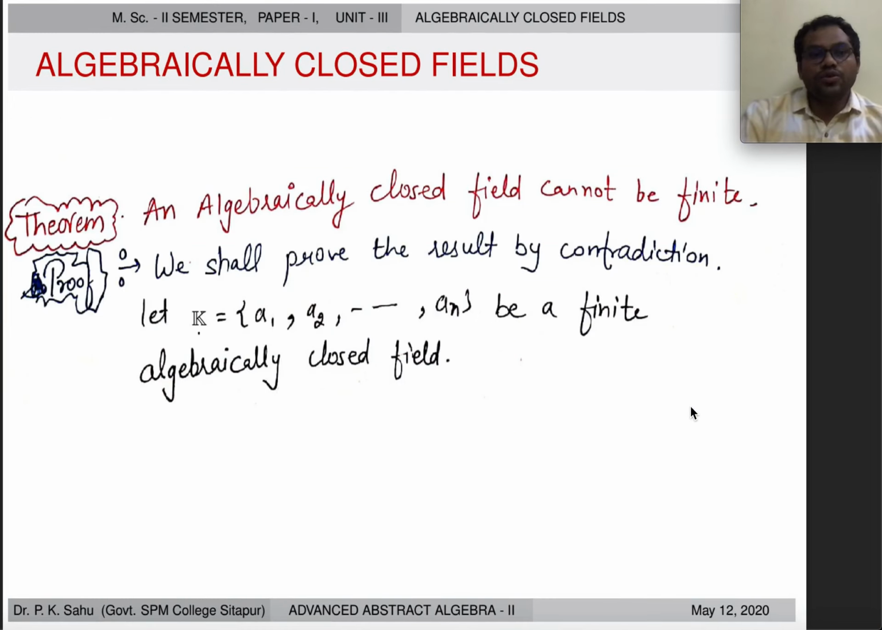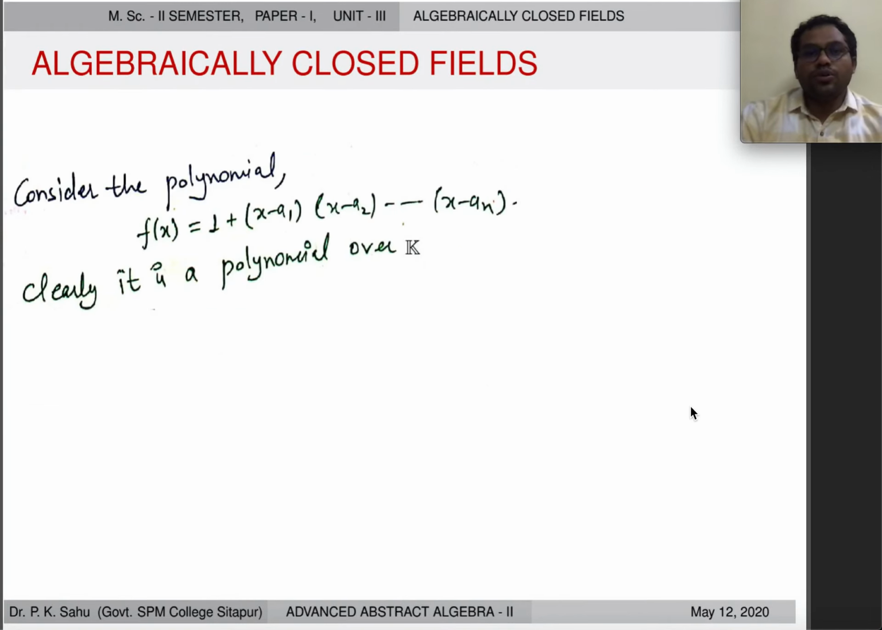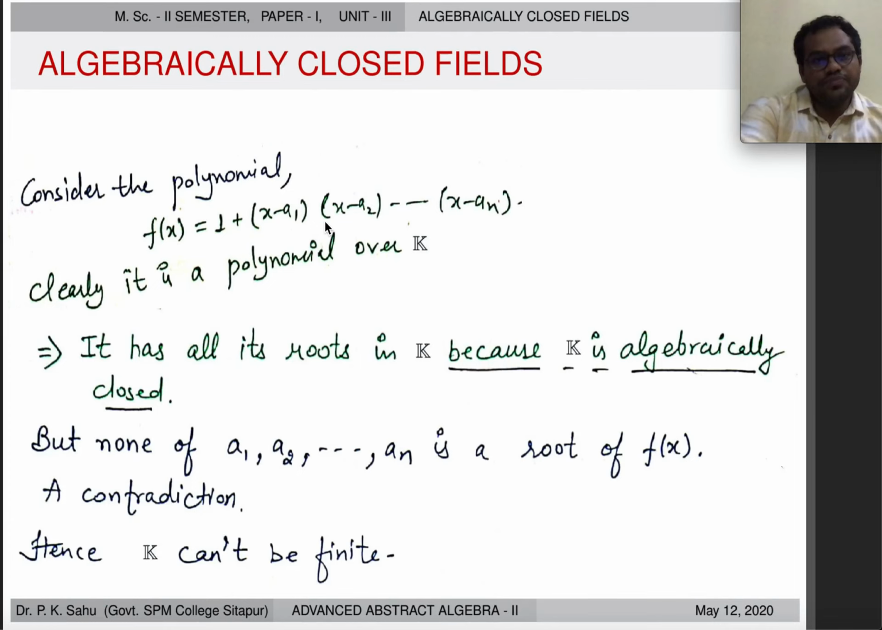Now, there is some theorem. An algebraically closed field can't be finite. We shall prove this result by contradiction. Suppose we have a field K which is a finite algebraically closed field, such that K is equal to {a1, a2, all the way up to an}. Now consider a polynomial f(x) equal to 1 plus (x minus a1)(x minus a2) all the way up to (x minus an). Clearly it is a polynomial over K because its coefficients 1 and the a's all lie in K.